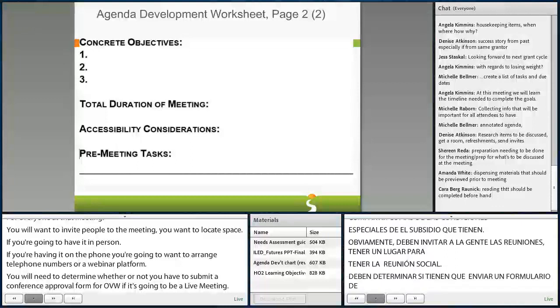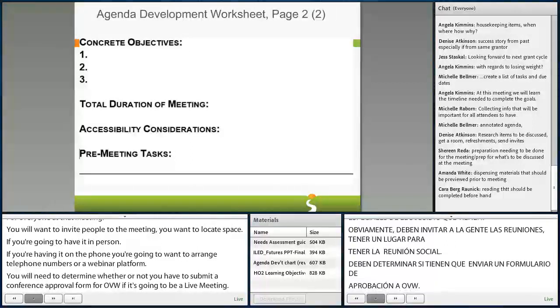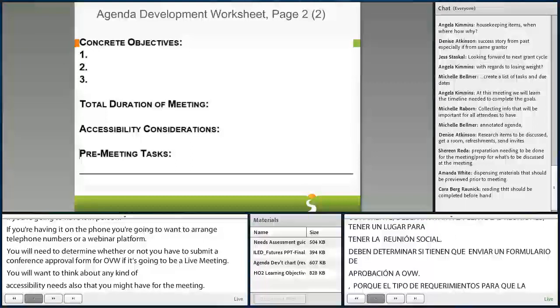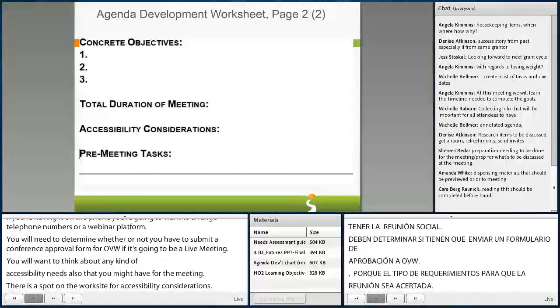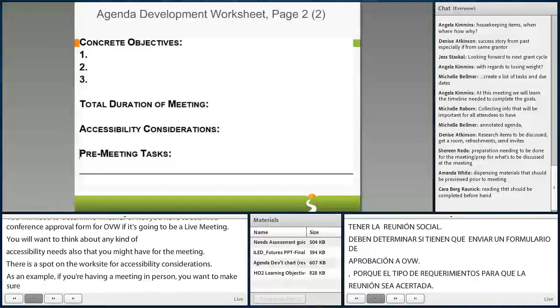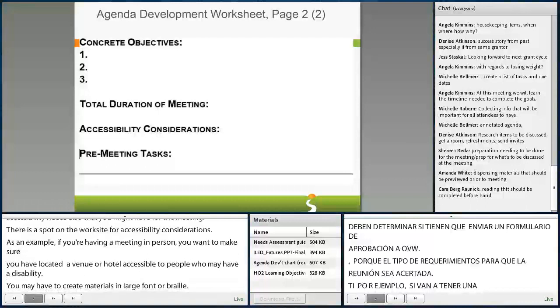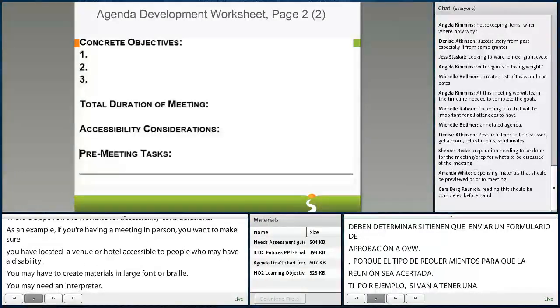So there's a spot on our worksheet right above for accessibility considerations. As an example, if you are having a meeting in person, you want to make sure that you have located a venue, a hotel that is accessible to people who may have a disability. You may have to create materials in large font or in Braille. You may need an interpreter, right? So these are all accessibility considerations and pre-meeting tasks that you might want to think about.